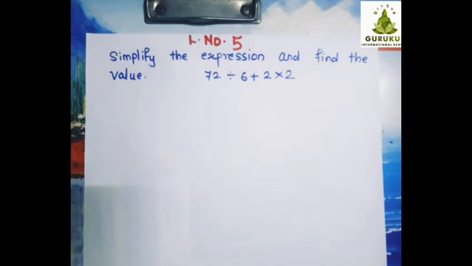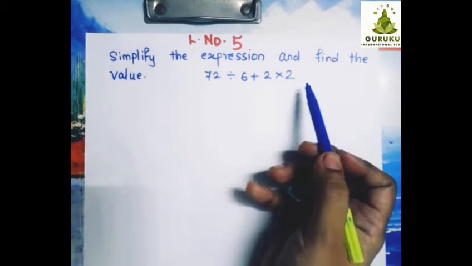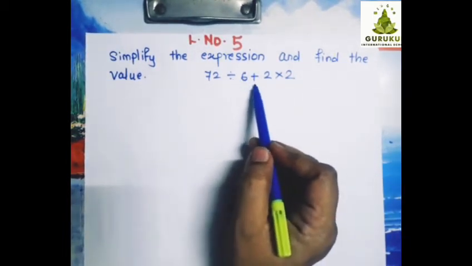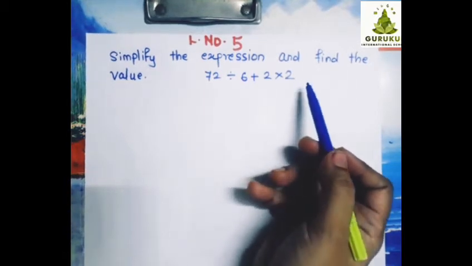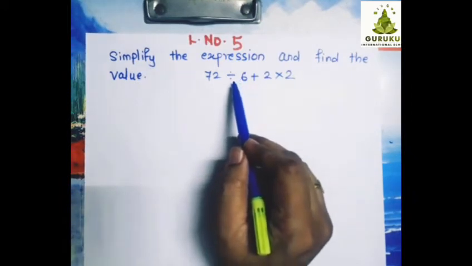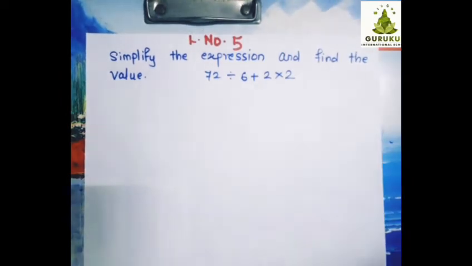Now, till now we have solved operations in which only a single symbol is used, meaning either you have to add, subtract, multiply or divide. Now, you can see on the paper I have written an example: 72 divided by 6 plus 2 multiplied by 2. In this one example, I have used 3 symbols: division, addition, and multiplication. Suppose 2 students are there.